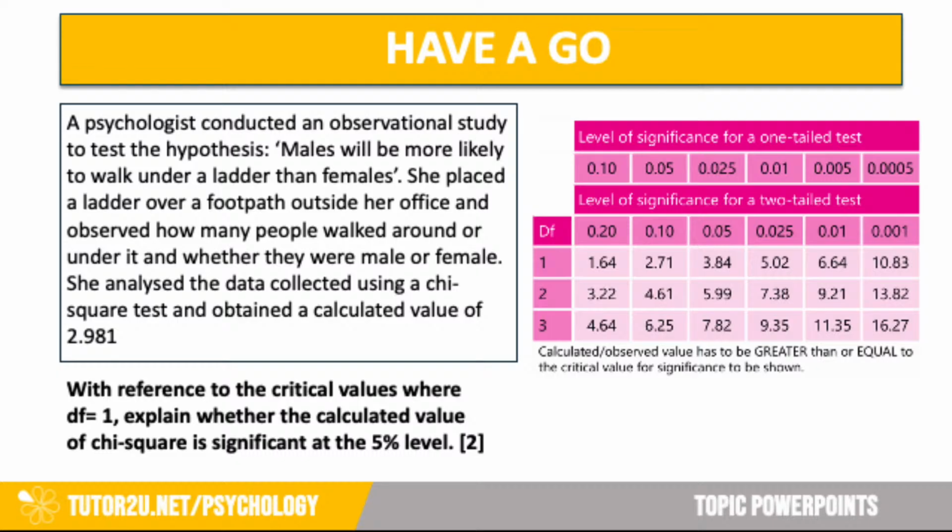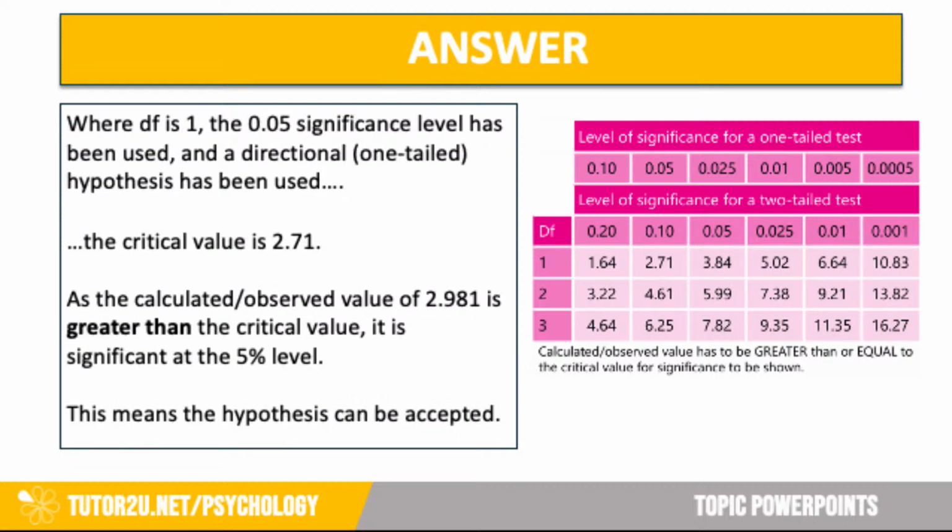And Megan's come in there to say that significance has been found as the calculated value of 2.981 is greater than the critical value, for a one-tailed hypothesis, so we can accept the research hypothesis. That's so well written. Fantastic, perfect answer, Megan. Okay, that was pretty much perfect, wasn't it?